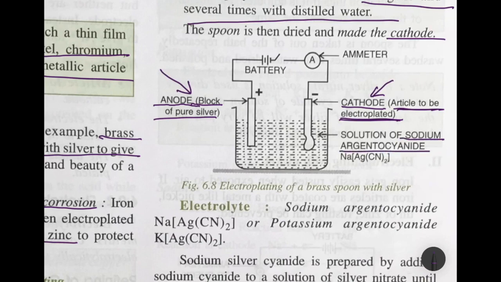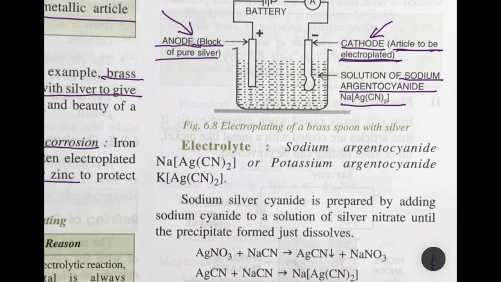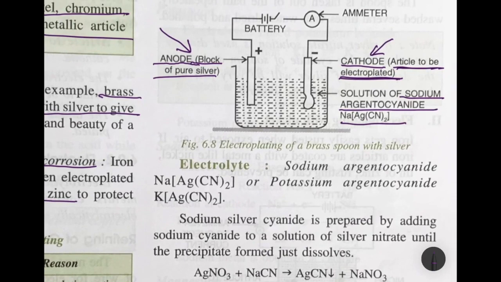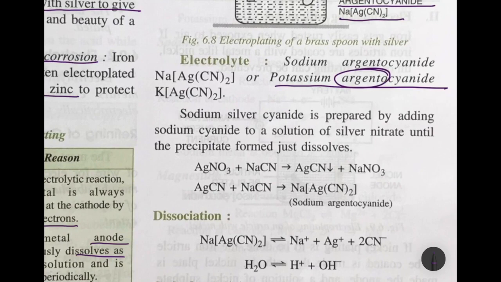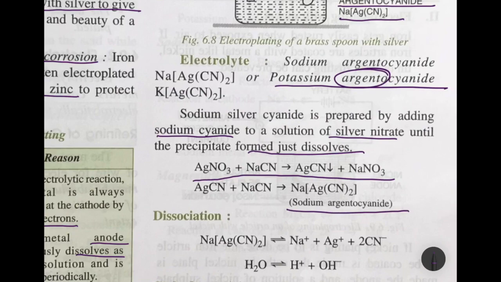Sodium argentocyanide. Okay, so this is the formula. So the electrolyte you have taken is sodium argentocyanide or potassium argentocyanide. Argento means silver. Now, sodium silver cyanide, how do we prepare it? We add sodium cyanide to a solution of silver nitrate until the precipitate formed just starts dissolving. Okay, so this is the reaction by which the formation of sodium argentocyanide takes place.